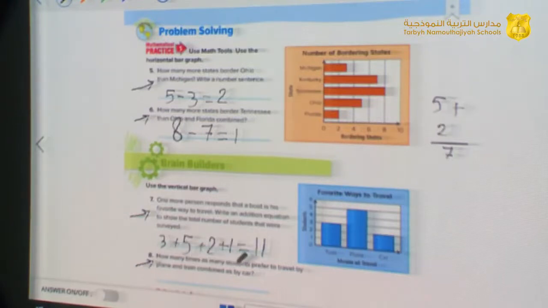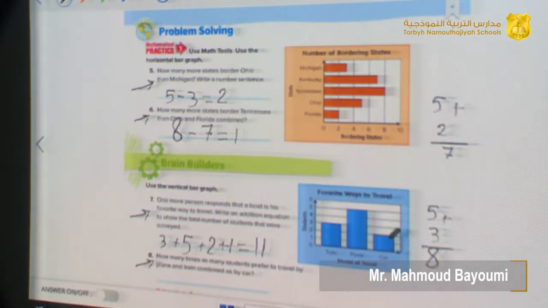How many times as many students prefer to travel by plane and train combined as by car? So I will do plus first between plane and train. Plane has 5 plus train has 3. 5 plus 3 is 8. Now, what is the number of car? Car has 2 students. 2 students prefer car.